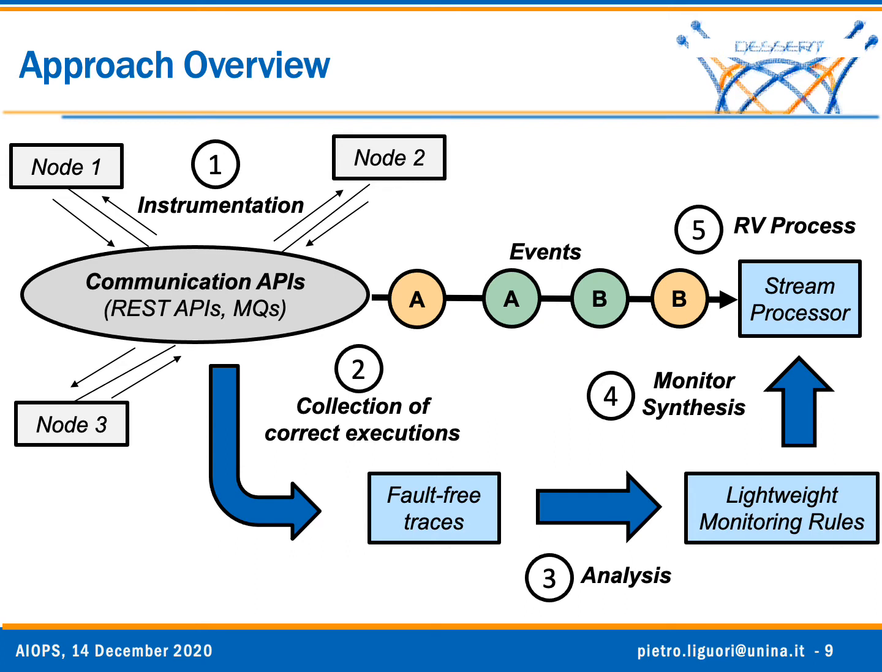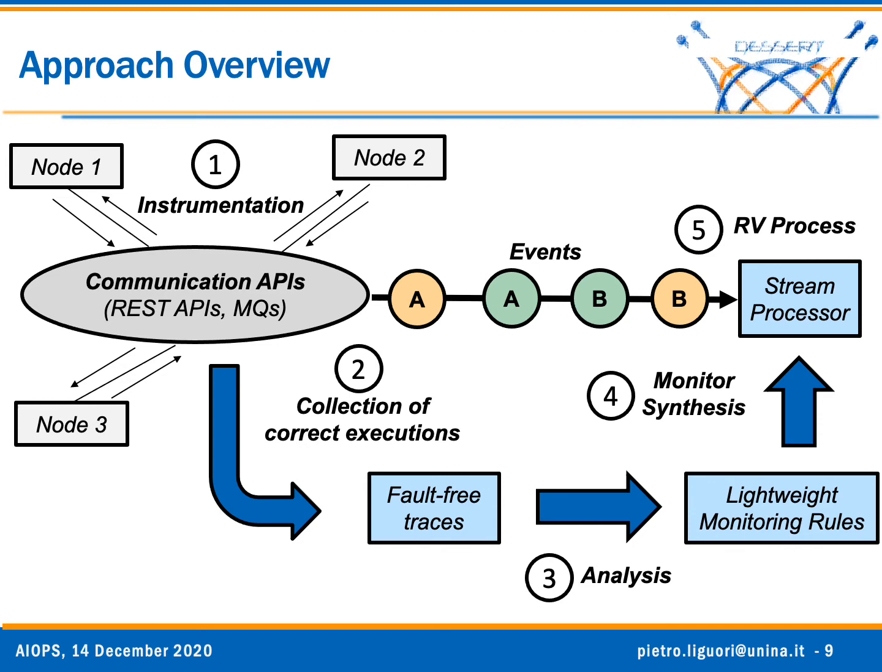To define its normal or correct behavior, we exercise the system in fault-free conditions, that is to say, without injecting any fault. Moreover, to take into account the variability of the system, we repeat several times the execution of the system itself, collecting different fault-free traces, one per each execution.